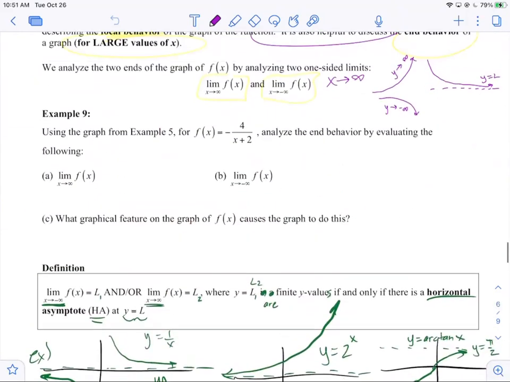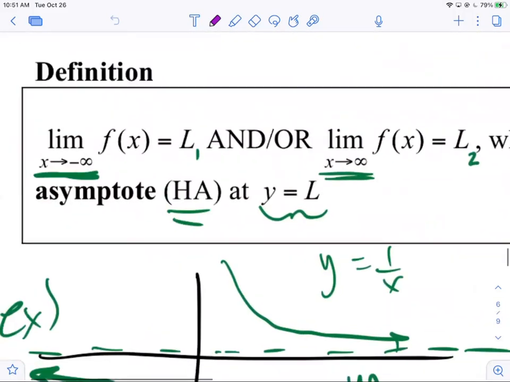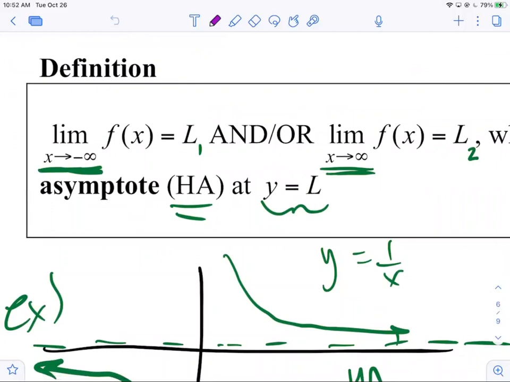And remember, we evaluate those by looking at these 2 limits. Those 2 limits are the end behavior limits. And that becomes the 2 pieces of analyses that we write down when we're trying to either talk about the end behavior or discover if a function has a horizontal asymptote. Remember, the definition, though, of a horizontal asymptote is if either one of those end behavior limits, either one of them or both, equal a finite y value, then by definition, we have a horizontal asymptote at y equals that finite y value, and vice versa.